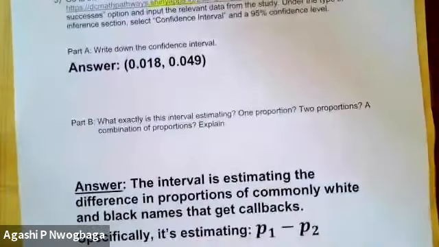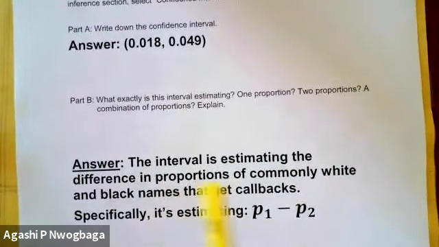Well, the interval is estimating the difference in proportions of commonly white and black names that get callbacks. Specifically, it is estimating P1 minus P2.